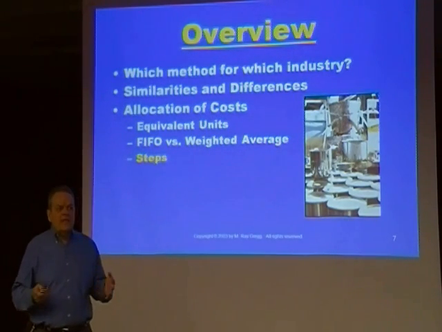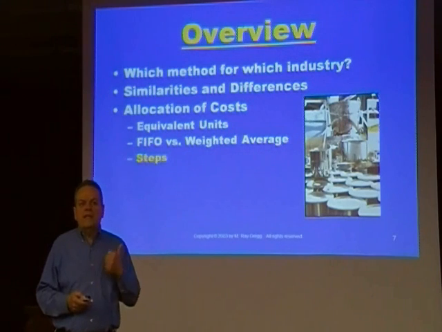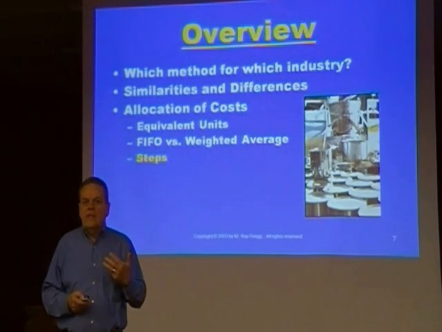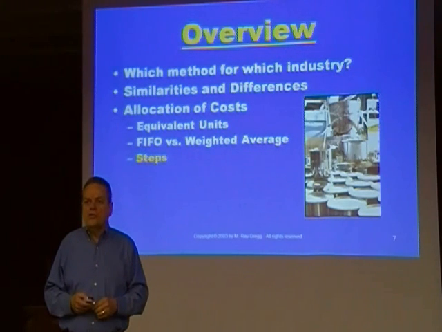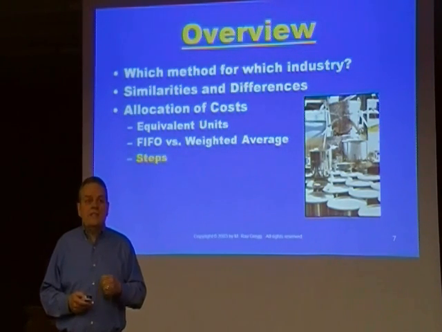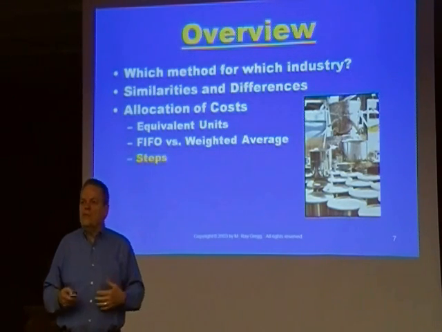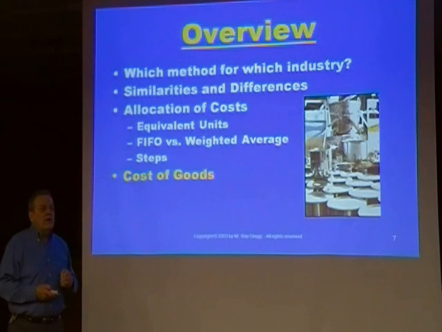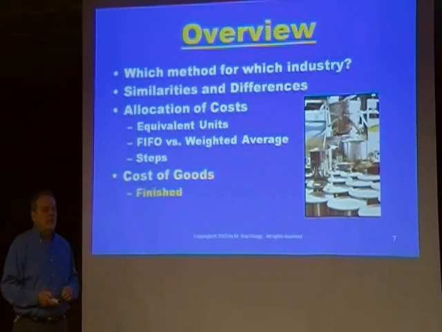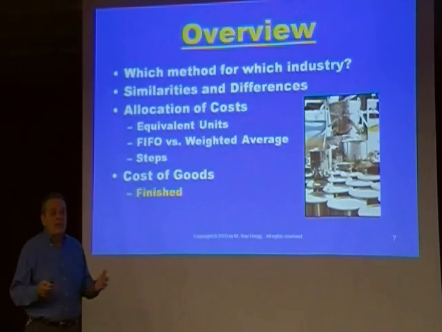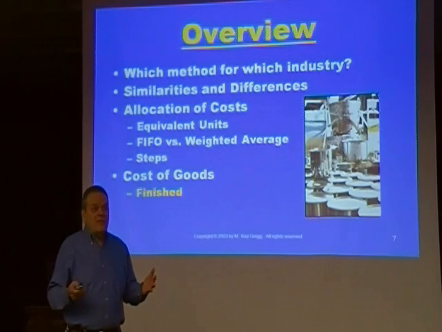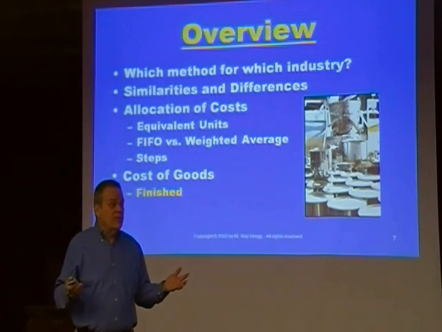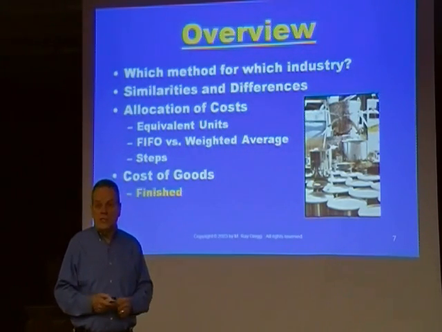Ultimately, what this comes down to is some predictable steps that you will be able to accomplish to allocate costs to production. And it is that predictable nature of this that makes this something that you could achieve and excel in. Our ultimate goal is to find the cost of goods that we finished. That's what a manufacturing system ought to do. That's what we're always concerned with.